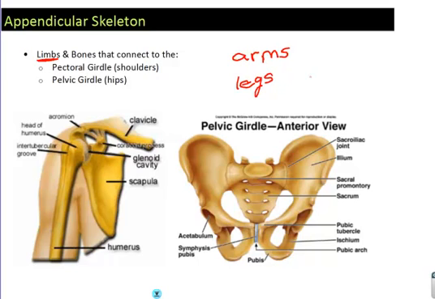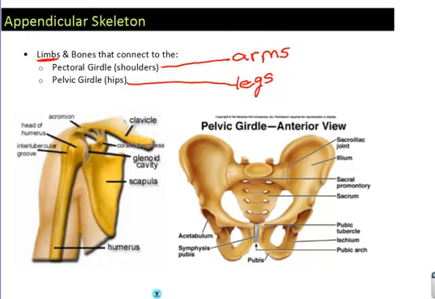I'll make that into an E. Okay, so your pectoral girdle is your shoulders. You know, you work out your pecs, you're working out your shoulders. Those are going to connect your arms to your body, and then your pelvic girdle connects your legs to your body, and that's your hips. So you can see these two different versions here, and we'll take a closer look at them when we get to the names of the different bones.